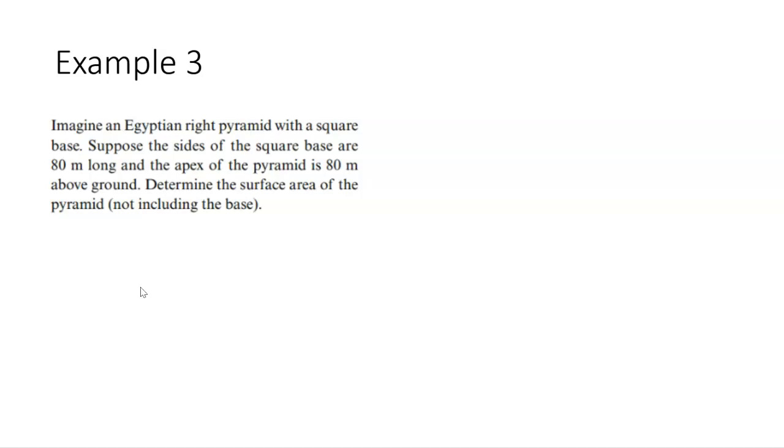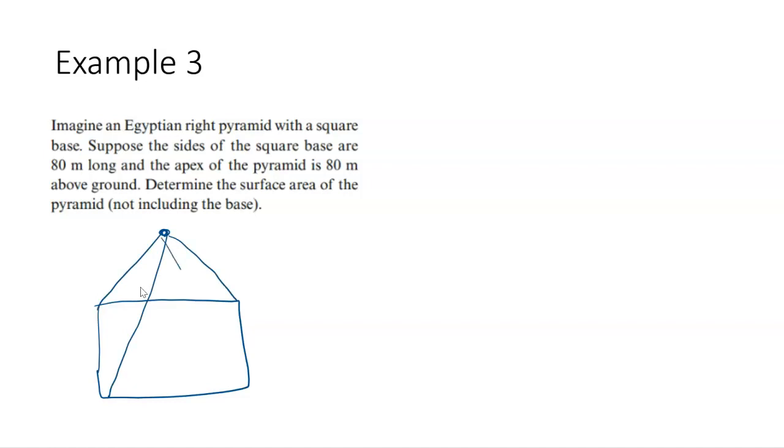Okay, so here we go. I'm going to draw this as best I can here, and that should really go to the corner. All right, so we know the sides of the square base are 80 meters long and the apex of the pyramid is 80 above the ground. So they're actually giving me the distance above the ground, not the distance of the slant here. So there are a couple different ways I'm going to look at this.